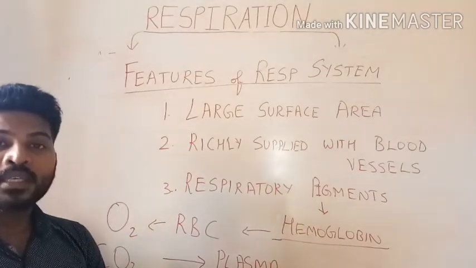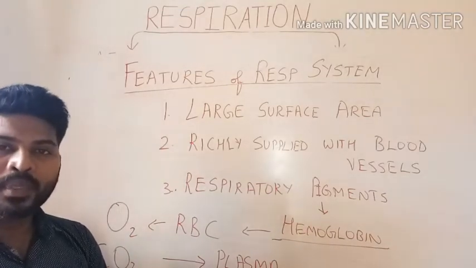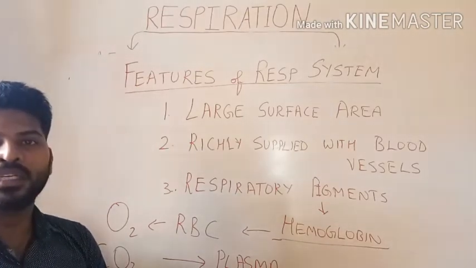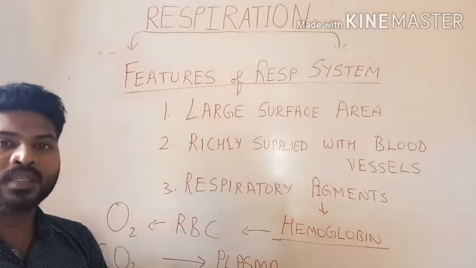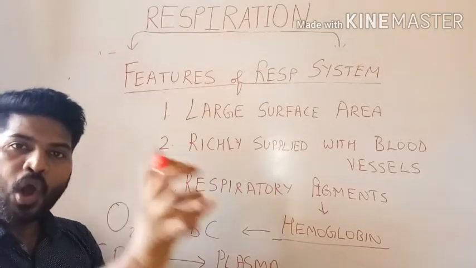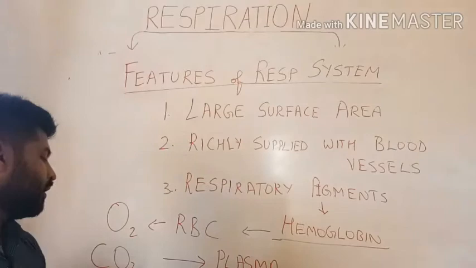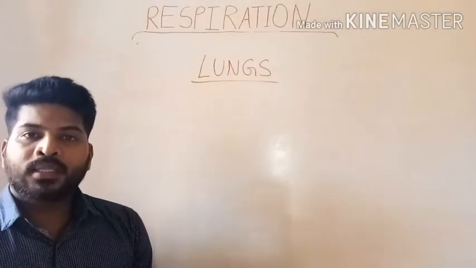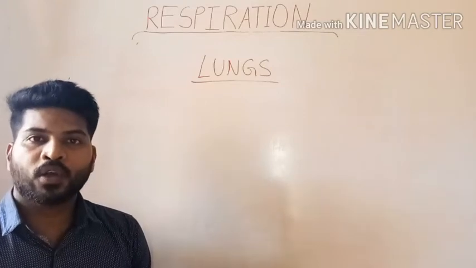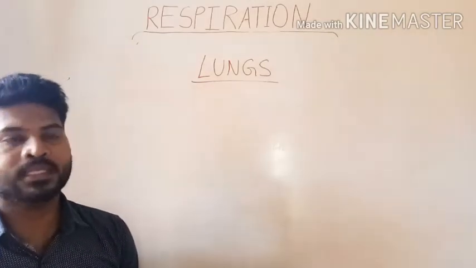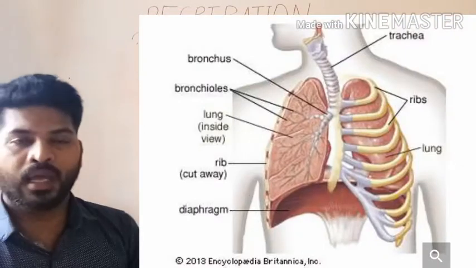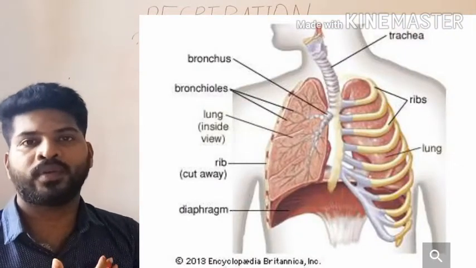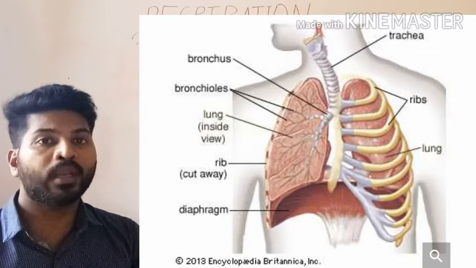Let us now discuss the human respiratory system. What are the different structures present in the respiratory system, and what are the mechanisms by which human beings obtain oxygen and throw the carbon dioxide out? The organs which help in the process of respiration in human beings are called lungs. There are two lungs present on the left and right side of the human heart.